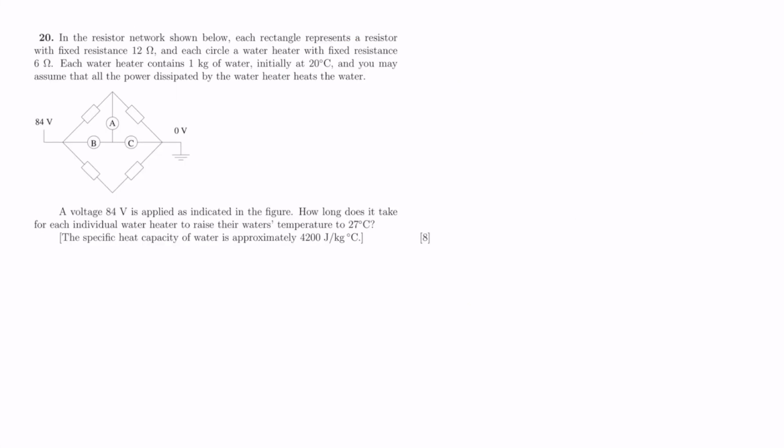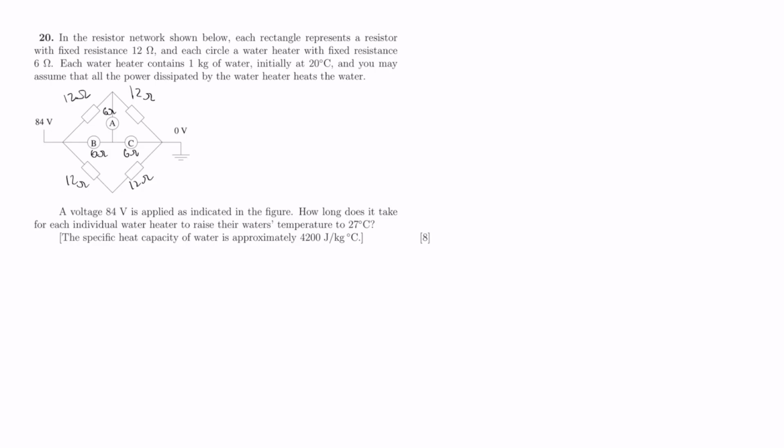Okay, next one. In the resistor network shown below, each rectangle represents a resistor with fixed resistance 12 ohms. In each circle, a water heater with resistance 6. So all of these are essentially resistors. So tell you what, let's just write these down. So this one here is 12 ohms.